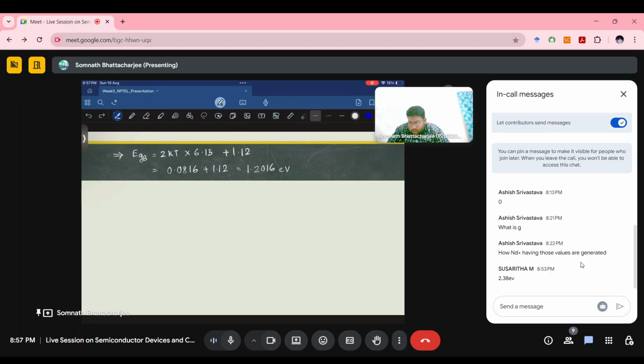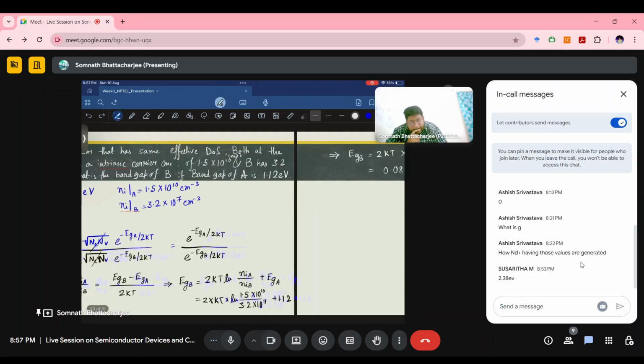Or was it wrong? 300 Kelvin, right? So if we multiply it with 300, 2.38. How come you have got these values? 2.38. Is there any miscalculation in my one or yours? I'm not sure.